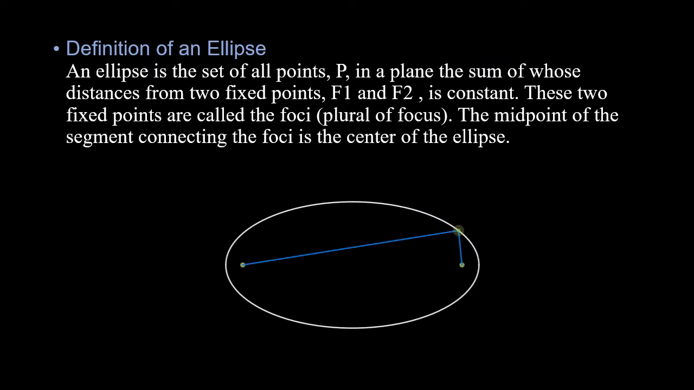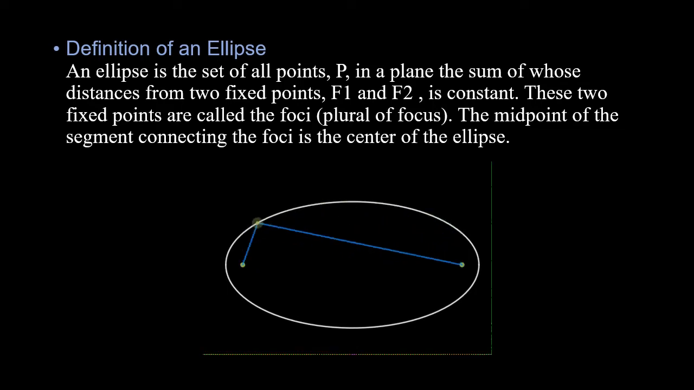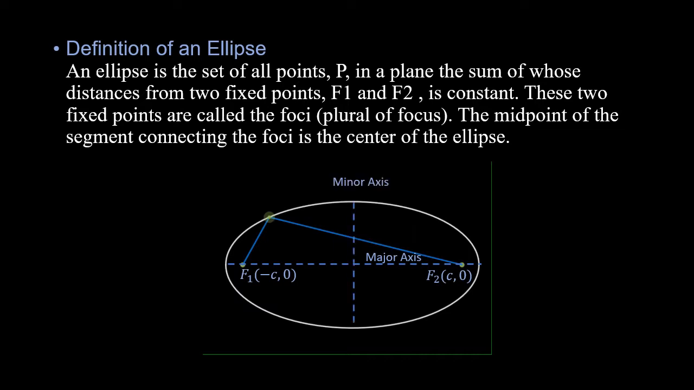An ellipse is the set of all points P in a plane, the sum of whose distances from two fixed points F1 and F2 is constant. These two fixed points are called the foci, and the midpoint of the segment connecting the foci is the center of the ellipse. Keep in mind, in this chapter we're going to talk about an ellipse whose center is the origin. So we have the major axis, the minor axis, and the vertices.